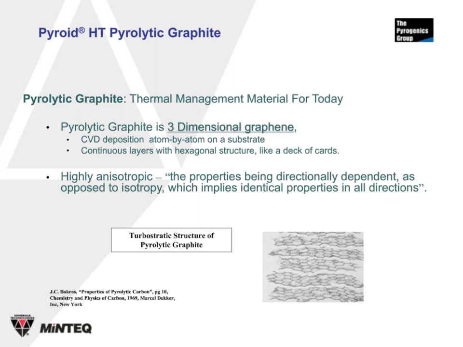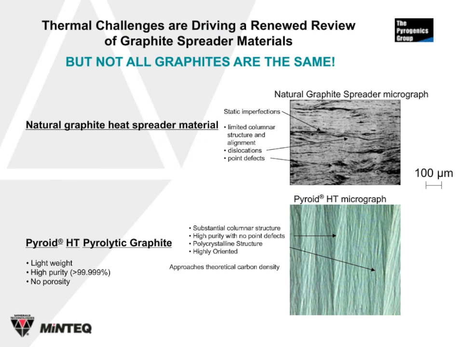So one of the important takeaways for this material is that when you think of graphite, not all graphites are the same. And in fact, we are all very familiar with natural graphite. Natural graphite is inhomogeneous. It has a limited columnar structure. There's many dislocations and point defects.